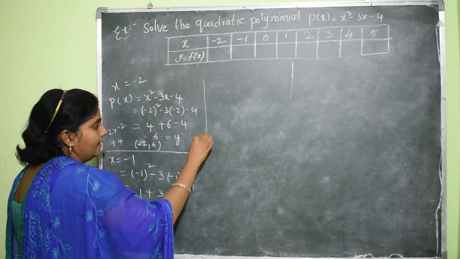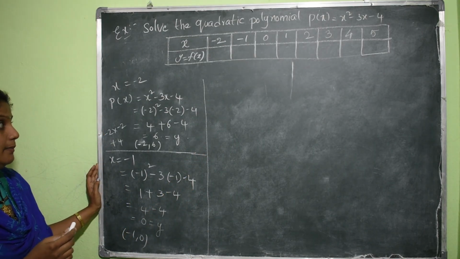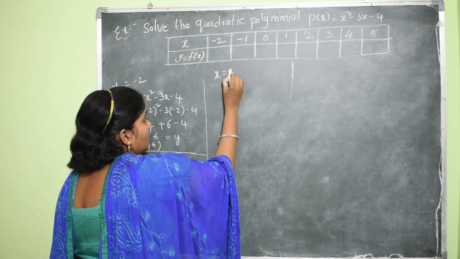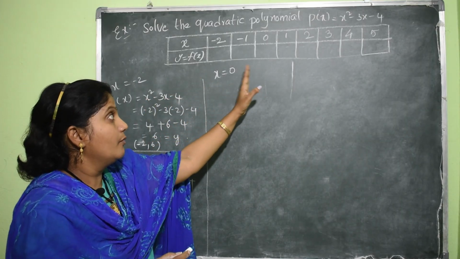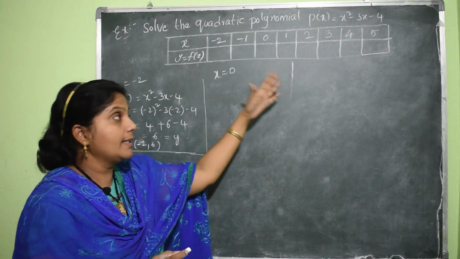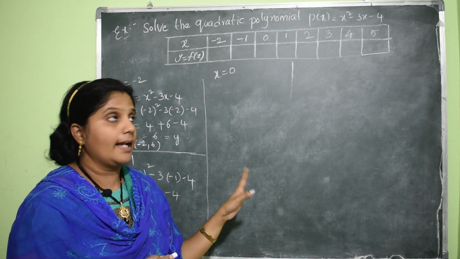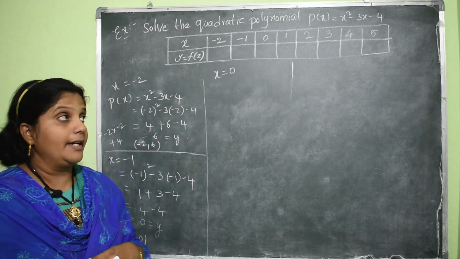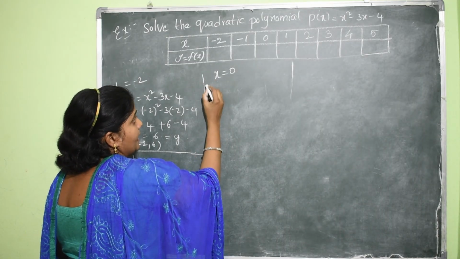Like that we need to calculate for each and every value in the table. So x is equal to 0. How are we going to take the table like this? For x value we should take 0 and some positive values and some negative values. For any quadratic equation we should take like that only. 0, some positive values and some negative values. So I am taking the x value as 0.